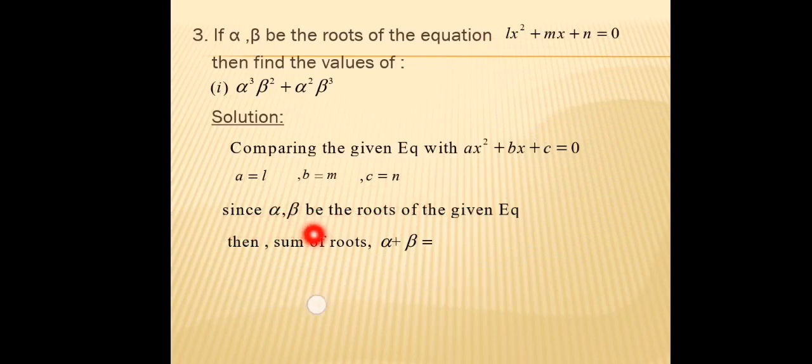Now again we have been given that alpha beta are the roots of the given equation. So the sum of roots, alpha plus beta, from the formula is minus b by a. Putting the values of b and a, we get minus m by l, which is the value of alpha plus beta, and will be used to evaluate the given symmetric function in simplified form. Similarly, we will find the product of roots by putting the values of c and a, and will get n by l.